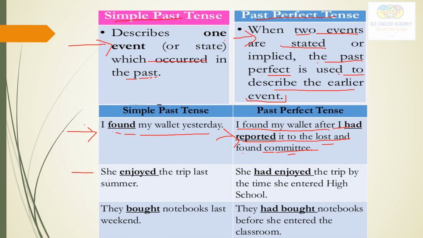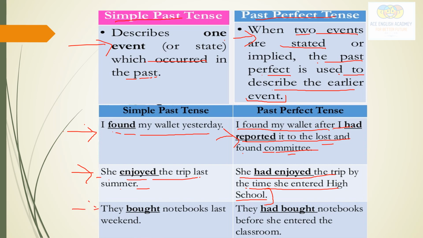Look at the second example. She enjoyed the trip last summer. She had enjoyed the trip by the time she entered high school. First, she entered the school. After that, what did she do? Enjoyed the school trip. This was the second event. Again, what do we use? Past perfect tense.